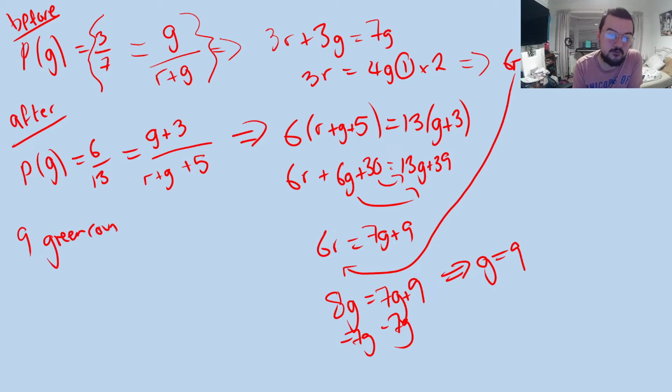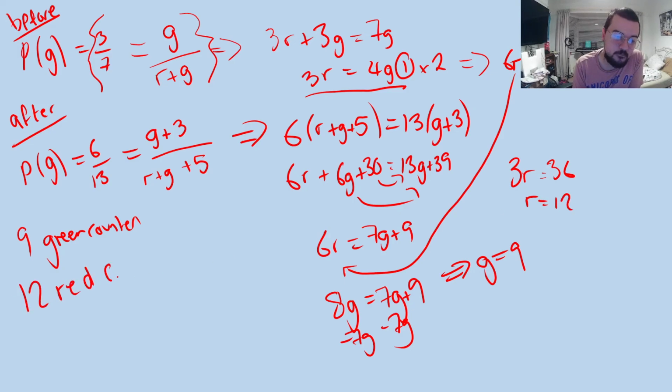And then we just have to say, right, okay, this equation here is the one with the smallest number of things, with the smallest coefficients. This is going to be easier for us to work through. Let's go through it. So let's say 4 times G, 4 times 9 is 36, 3R equals 36. We divide both sides by 3, R equals 12. So we know that there are 12 red counters originally in the bag.